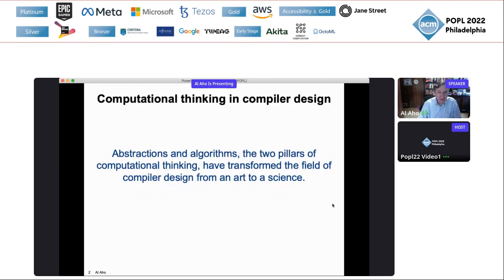The thesis of my talk today is that the two pillars of computational thinking, abstractions and algorithms, have transformed the field of compiler design from an art to a science.